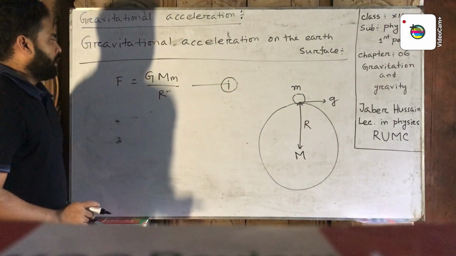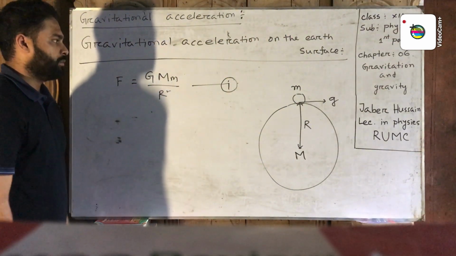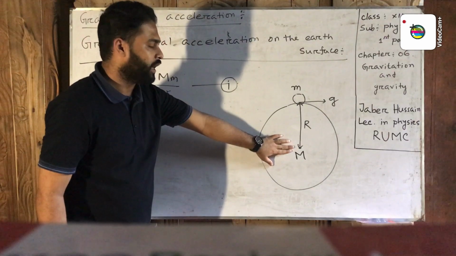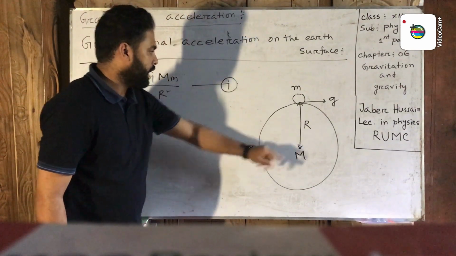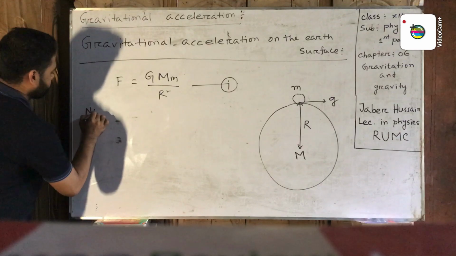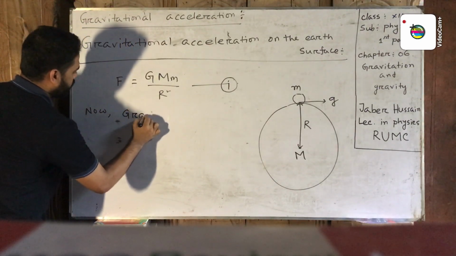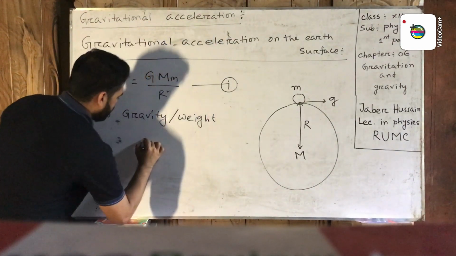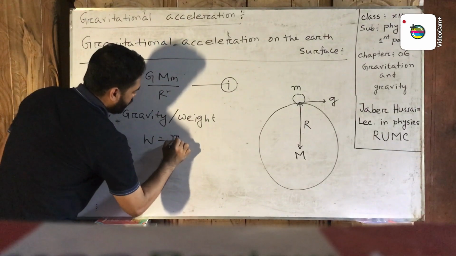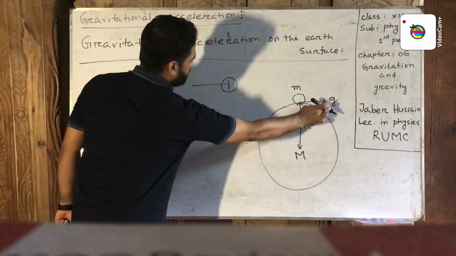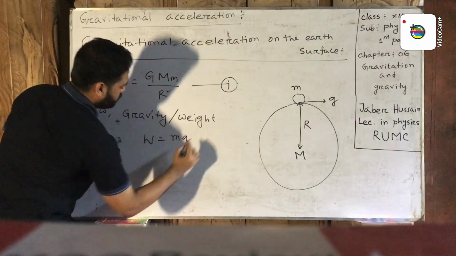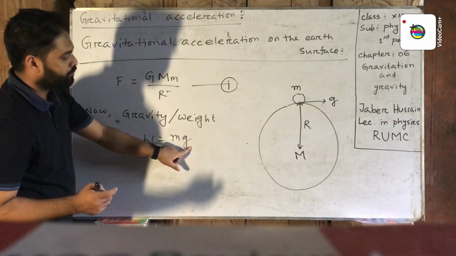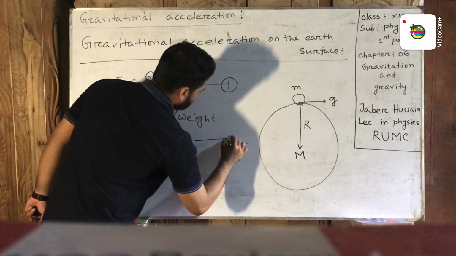Now gravity means the attraction force on an object by the earth. Gravity and weight are equal, so gravity or weight W equal mass of the object and the gravitational acceleration at that point. Weight equal mass of the object and gravitational acceleration at that point. So this is equation 2.